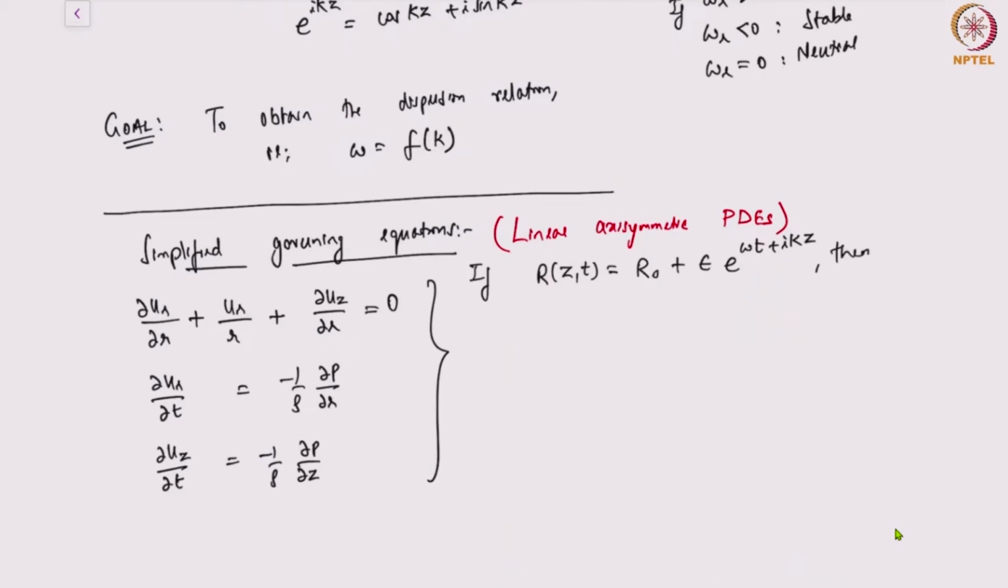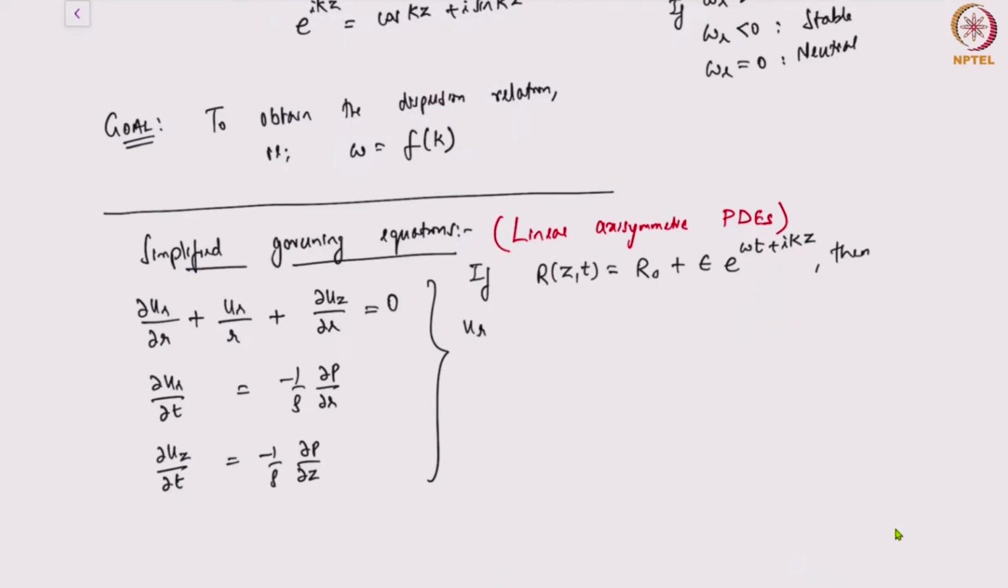Then if the undulations, if the radius of the filament is undulating in the following fashion, you should expect that the velocity field will also undulate in a similar fashion. And we'll see this physically as well when we obtain the velocity field inside the deformed filament.